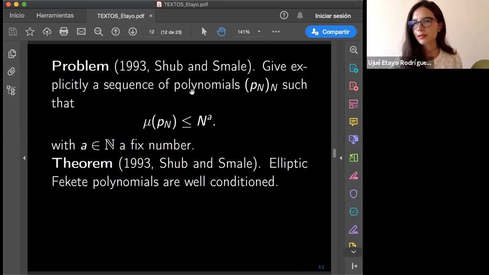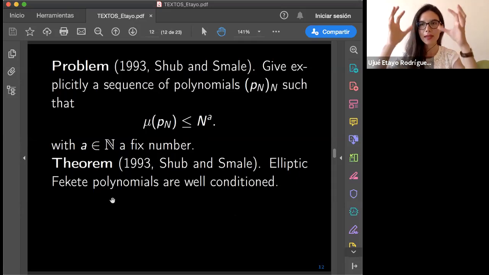But of course, the article didn't contain only an open problem, but a big theorem, because in there, Shub and Smale were able to prove that elliptic Fekete polynomials are well conditioned in this sense. And elliptic Fekete polynomials are just the polynomials that we obtain if we take a set of minimizers of the logarithmic energy on the sphere. We project them into the complex plane, and we take those points as roots of my polynomials. Then those are well conditioned.